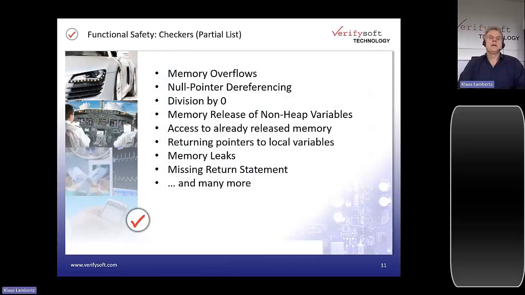So here are some examples of checkers. This is only a partial list. First, for safety, good tools will provide you more than 100 checks here. I'll let you have a look at this. We'll have a cup of tea. So these are the checkers for safety.